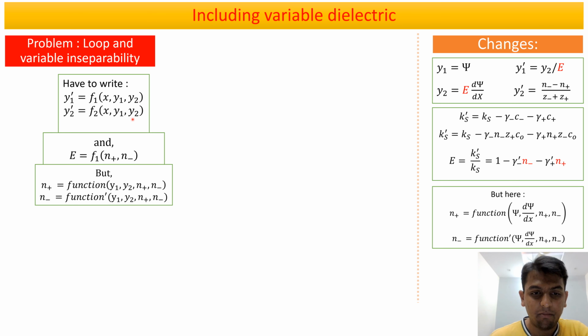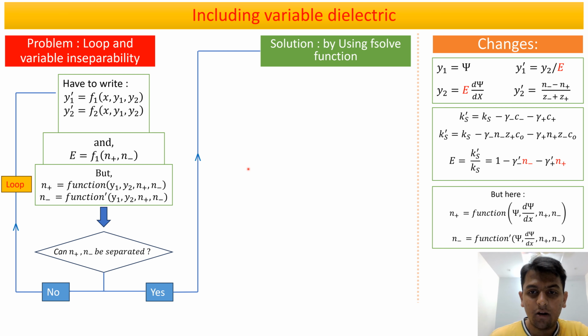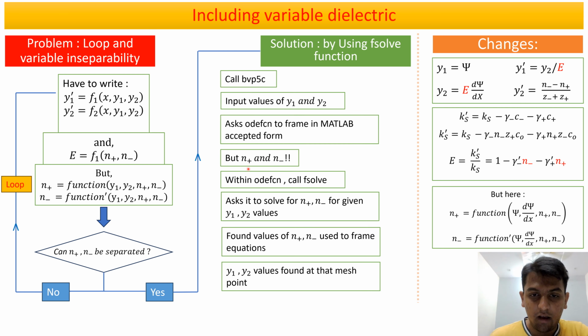Analytically, we can't, and hence we end up in a loop, but numerically, we can, and this is what I found in my research. I use an fsolve function in MATLAB to solve this problem. I first call the BPP5C function, which uses the Runge-Kutta method to solve the set of differential equations. And within the ODE function, whose work is to frame these differential equations, I call the fsolve function, which gave me the n positive and n negative values for the given y1, y2 values, and these were used to find y1, y2 values at each and every mesh point.